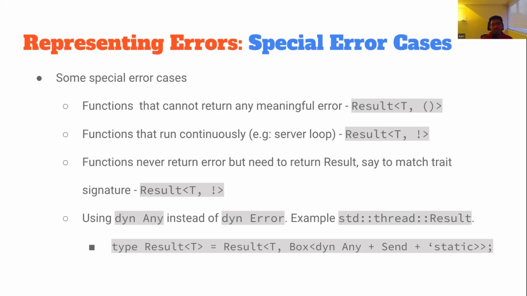So how do you handle these cases? And finally, there is this one special error part of a result from a thread in the standard library. If you pay close attention, the box says Box<dyn Any>, not dyn Error usually. So why is that the case?